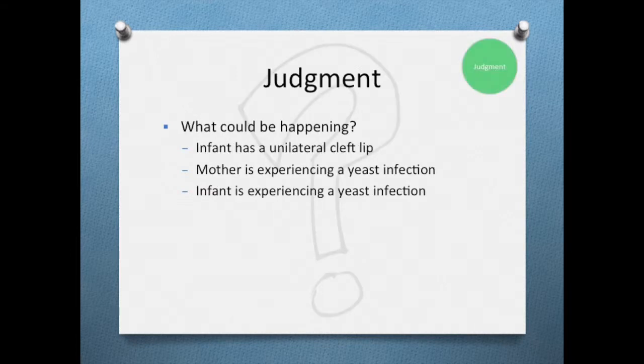The next step in our clinical decision-making framework is judgment. After organizing my observations and history, I believe that the mother and infant are experiencing yeast infections, and the infant also has a unilateral cleft lip. Signs and symptoms of the yeast infection of the mother include itchy and shiny nipples, as well as a vaginal yeast infection.